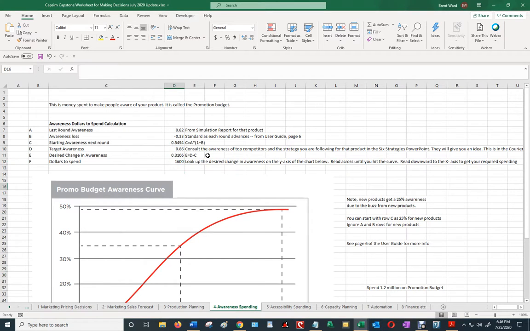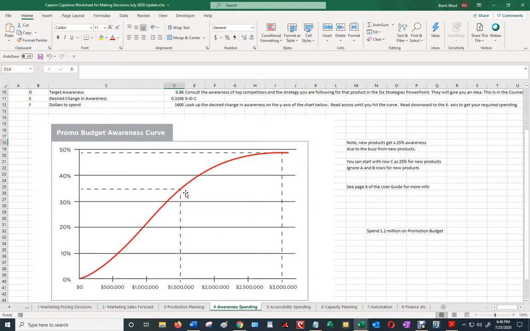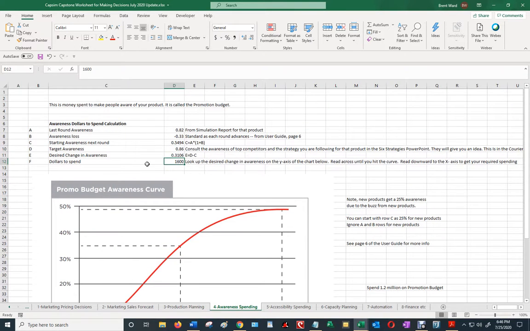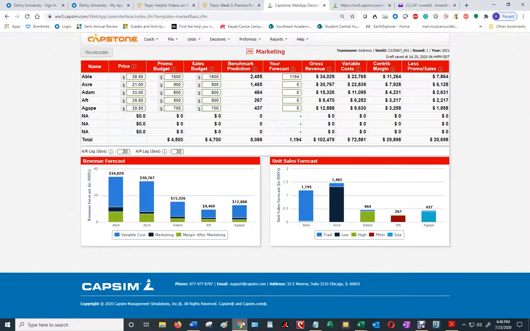So then what you do is you go down to this group chart here, which I got from the team member guide. I go to 31%, go across until I hit the red line, and then go straight down, which puts me around 1,350,000 just looking at it. Okay, and that's the figure that I would then use to put into my promotional budget.